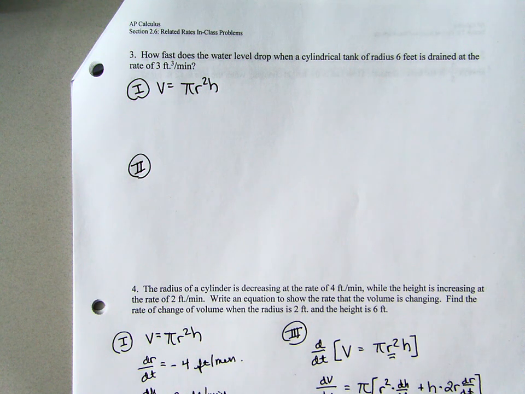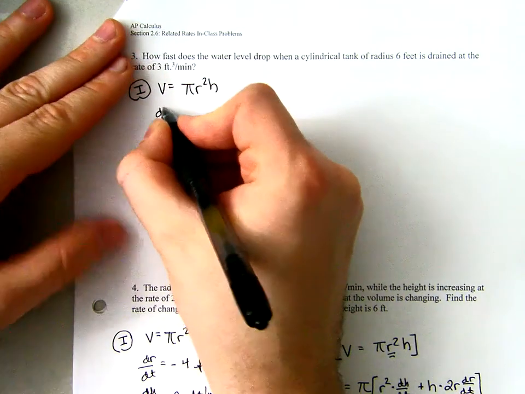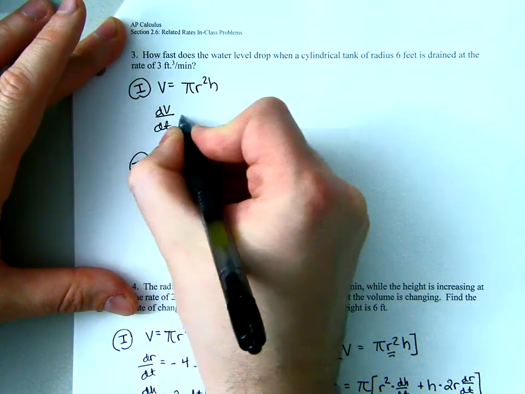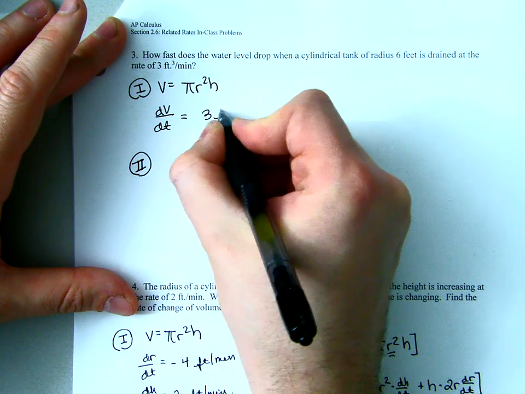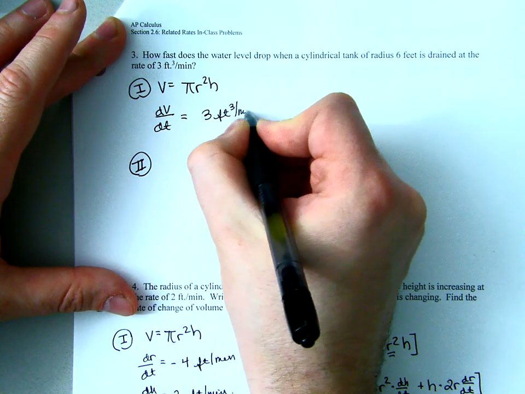Why is it dV/dt? There is a glaring clue. Aoife, why is it dV/dt? Yeah, we're dealing with the amount of water in there, but there's something that just jumps out at me. Sabrina? The units. Because the units are cubed, that's dV/dt. So dV/dt is going to equal 3 feet cubed per minute. Good?